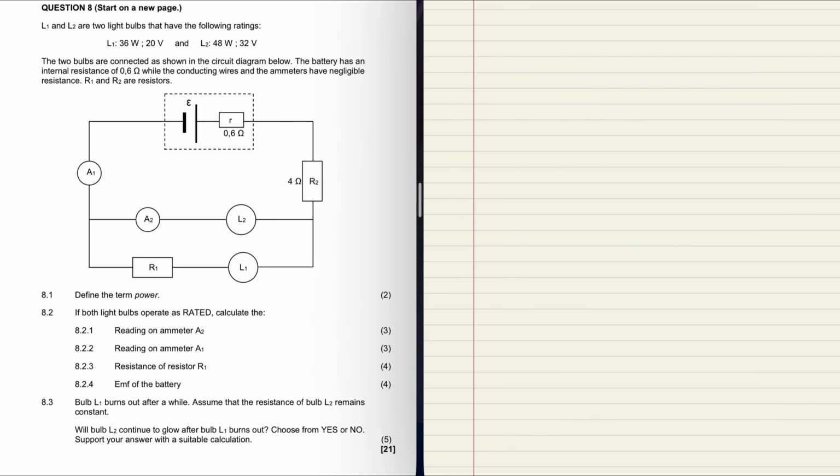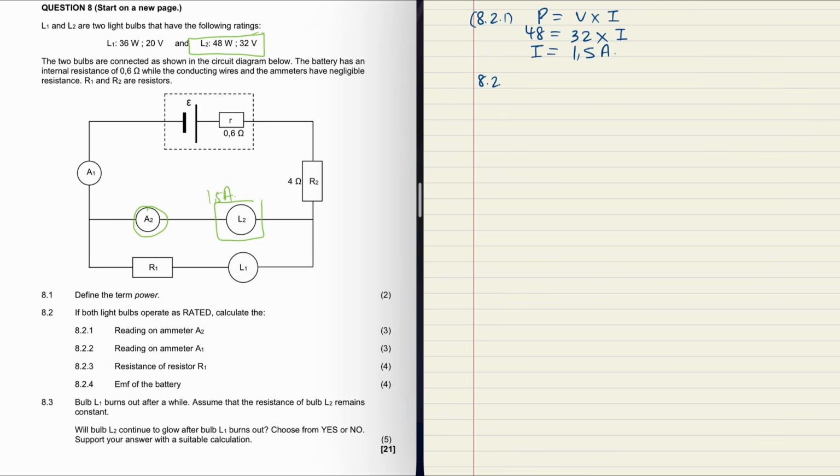Question 8.2.1 says calculate the reading on ammeter A2. So A2 is this one. It is reading the current that's going through L2, that light bulb. We know the voltage and we know the power. If we want the current, we can say power is equal to V times I. Power is 48, and that's equal to V, which is 32, multiplied by I. I is then equal to 1.5 amperes. So this needs 1.5 amperes to go through.